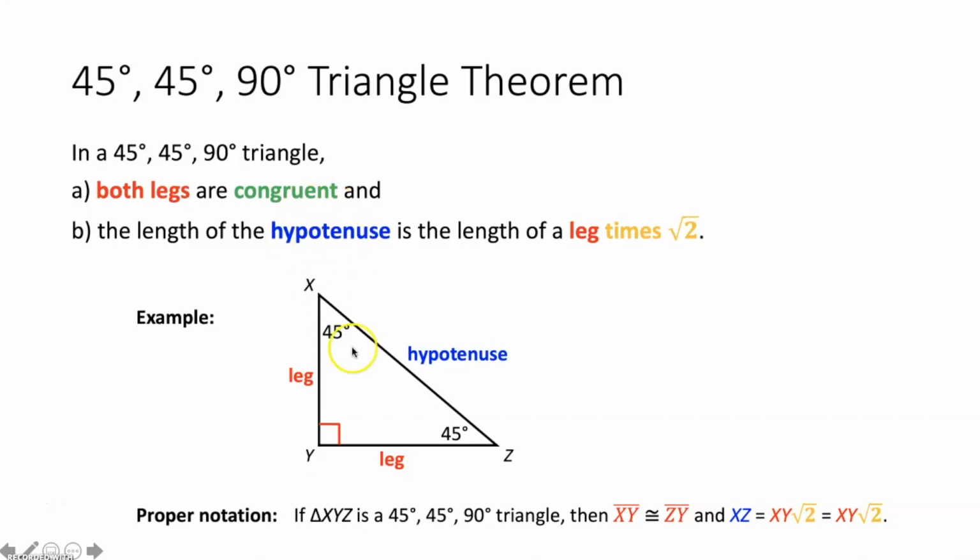The length of your hypotenuse, the side that is opposite that 90-degree angle, is just going to equal one of the leg measures times rad 2. So you can pick either leg because they're congruent, multiply it by rad 2, and you'll get the hypotenuse length in a 45-45-90 degree triangle.